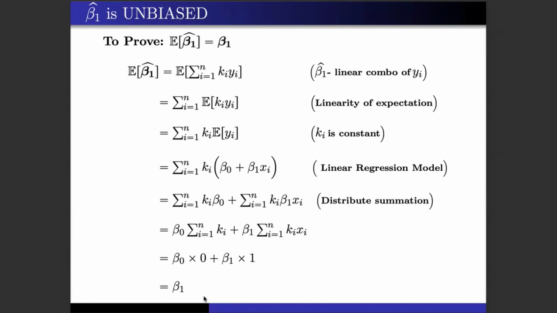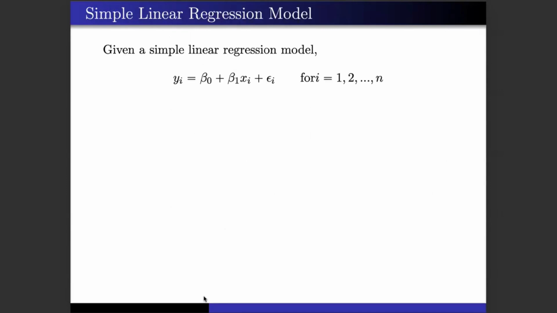So now we will prove that another estimate we have for the intercept, which is beta naught hat, is unbiased. But before we prove beta naught hat is unbiased, let's look at something interesting. We are dealing with the simple linear regression model where for each i from 1 to n, we have yi equals beta naught plus beta 1 xi plus epsilon i. Let's look at the quantity expectation of y bar. The reason we are trying to find expectation of y bar is because we are going to use it to prove that beta naught hat is unbiased.